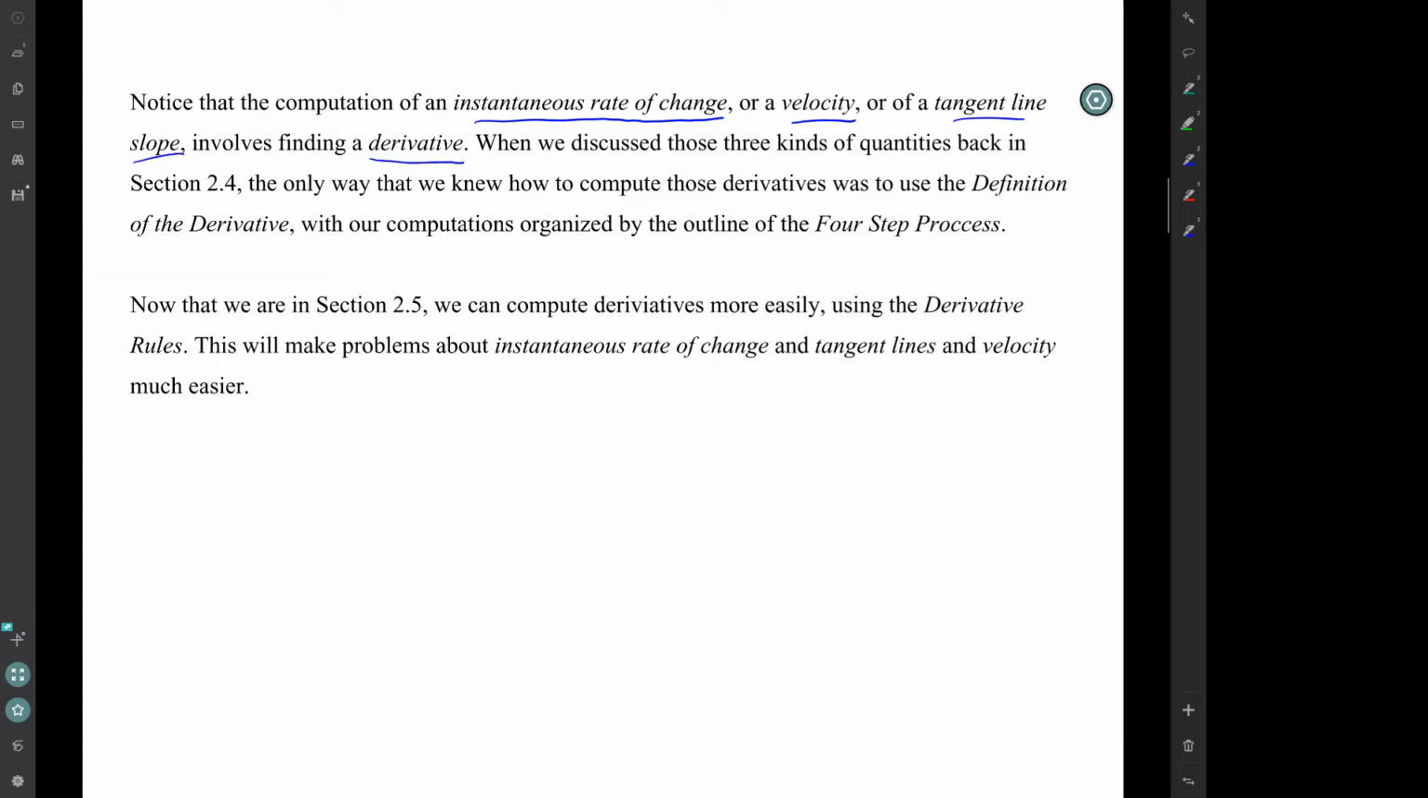When we discussed these kinds of things back in section 2.4, the only way that we knew how to compute derivatives was using the definition of the derivative, which we did using the four-step process. That was a difficult process, with difficult computations. Now that we're in section 2.5, we can compute derivatives more easily using the derivative rules. This makes problems about instantaneous rate of change, tangent lines, and velocity much easier. That's why we're returning to these kinds of problems now: we can study them again without so much computation.